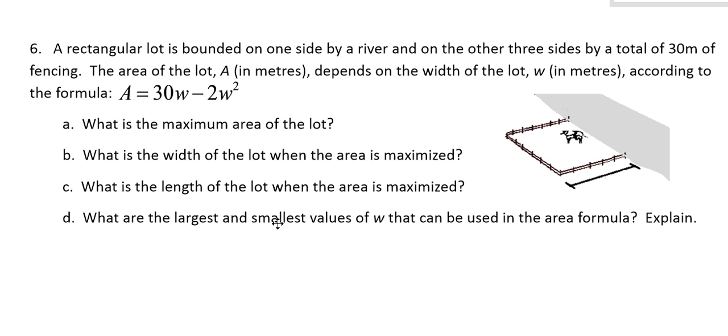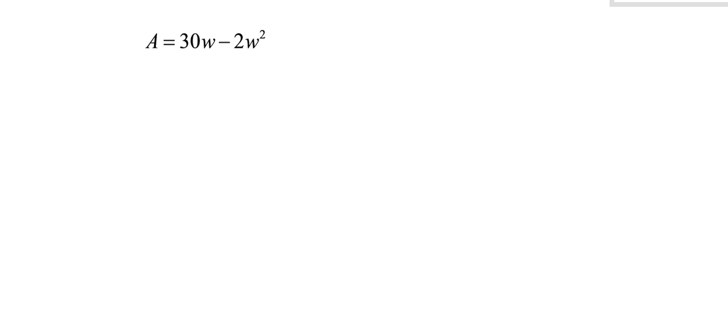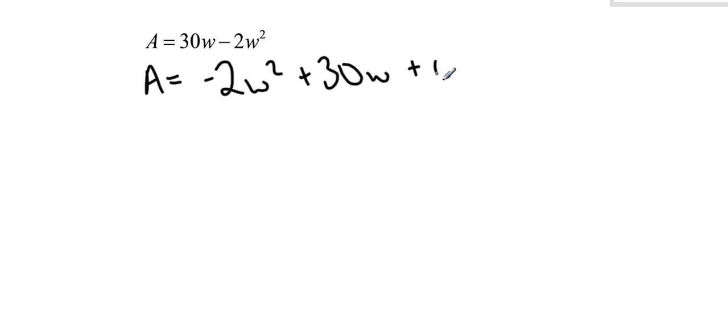So before we answer these questions, let's again look carefully at that formula. It's a formula that relates the area of a rectangular lot to the width. And I don't like the way it's written, so the first thing I always do is rearrange it so that it's in proper quadratic standard form. So negative 2w squared plus 30w, and you can tell that there would be a plus 0 here. And that plus 0 tells me that if the width was 0, then the area was 0.